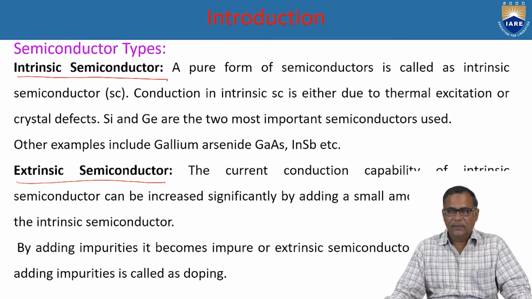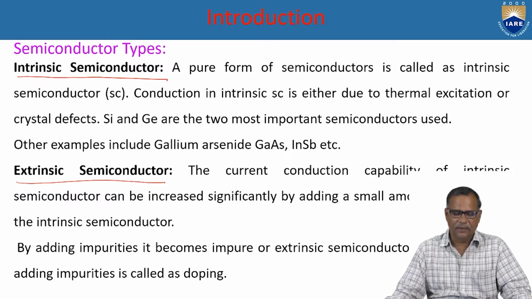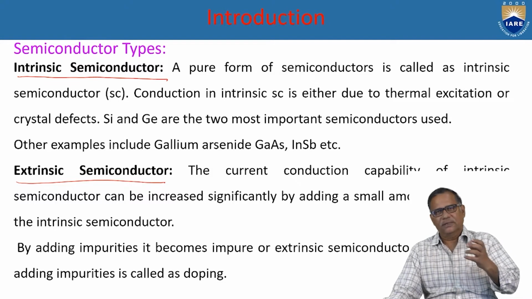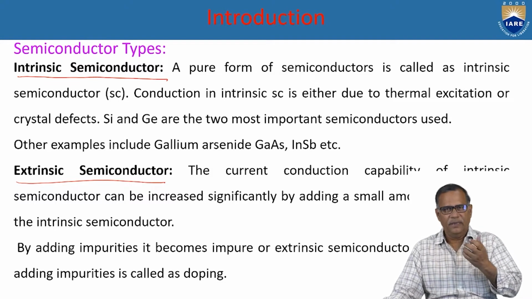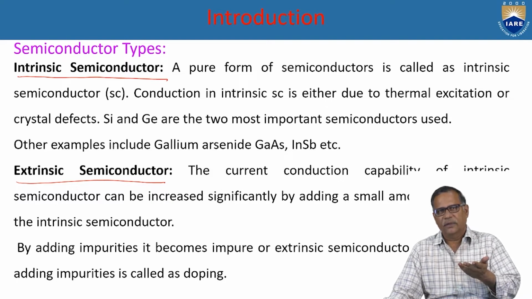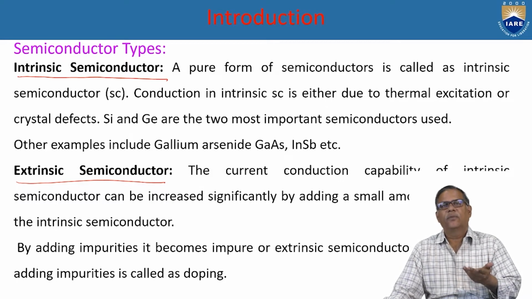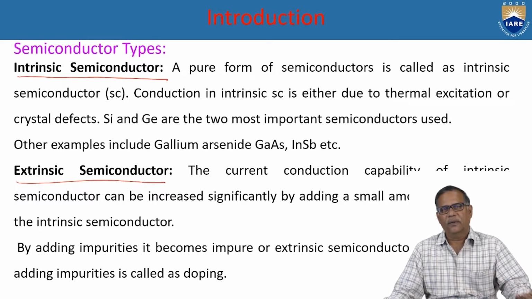The current conduction capability of intrinsic semiconductor material can be increased by adding small amounts of impurity to the intrinsic semiconductor. This adding of impurities is called doping. By adding impurities, either the number of electrons will become more or the number of holes will become more.